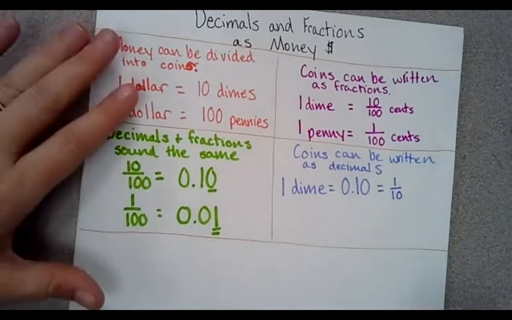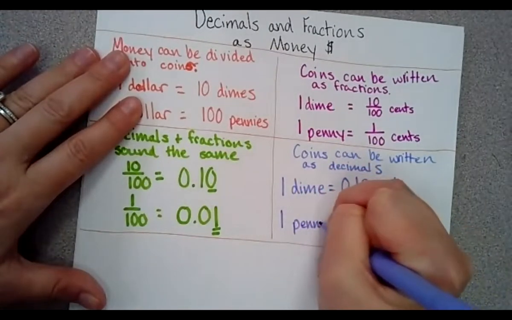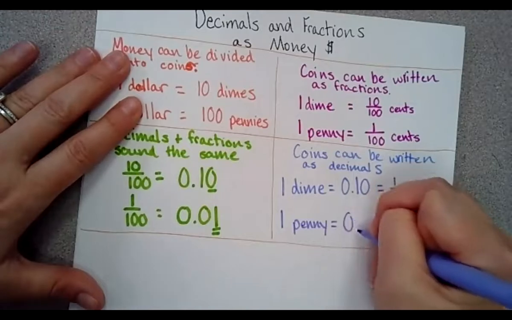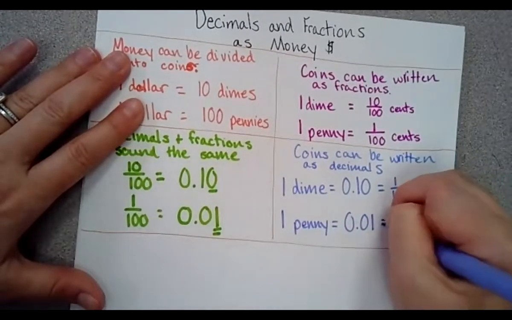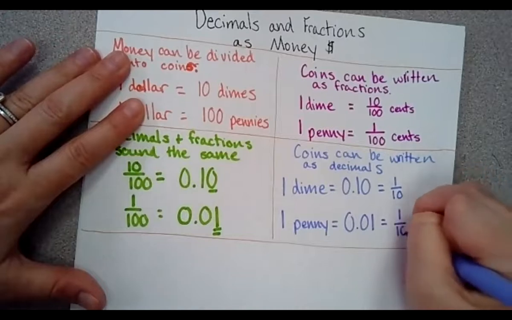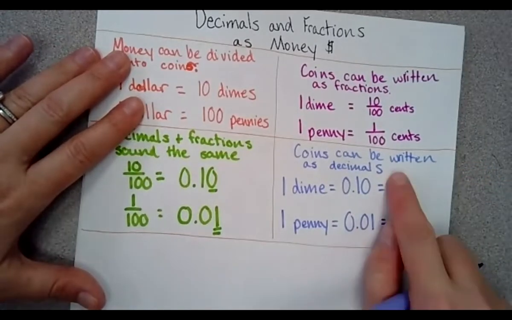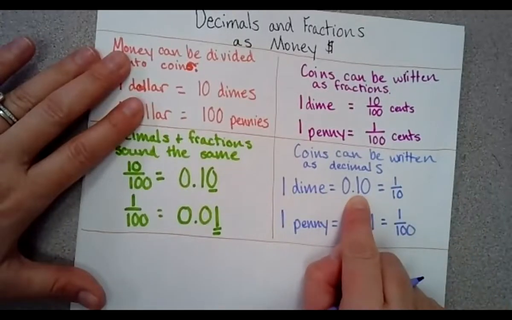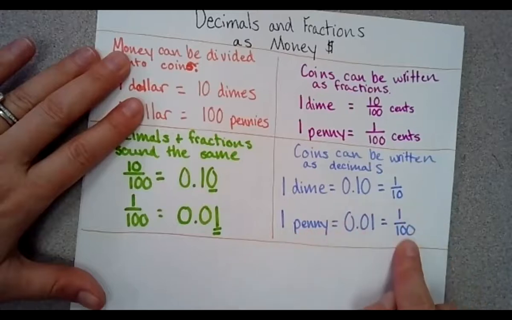You can also say 1 penny is equal to 1 in the hundredths place, because 1 penny is equal to 1 in the hundredths place. Okay, so 1 dime is 1 tenth because it's got a 1 in the tenths place, and 1 penny is equal to 1 hundredth because there is a 1 in the hundredths place.